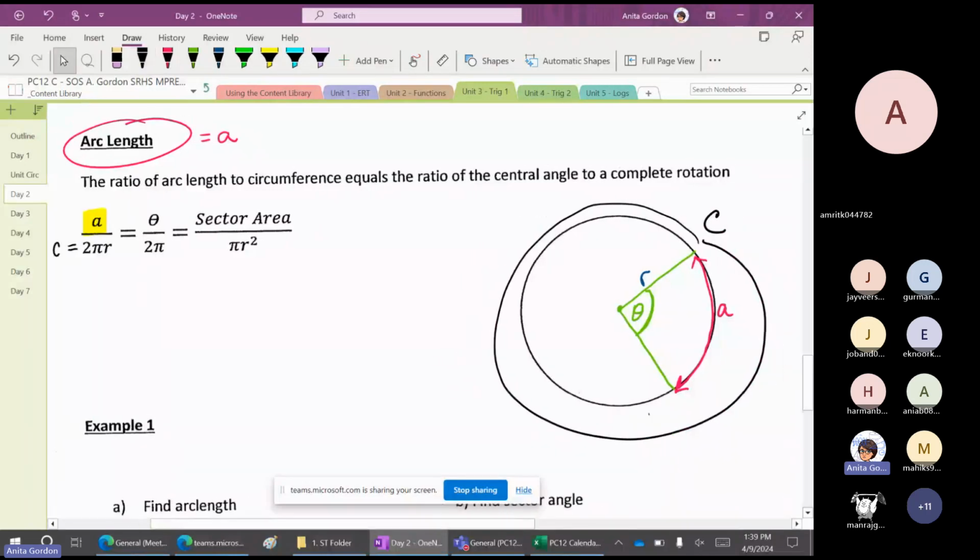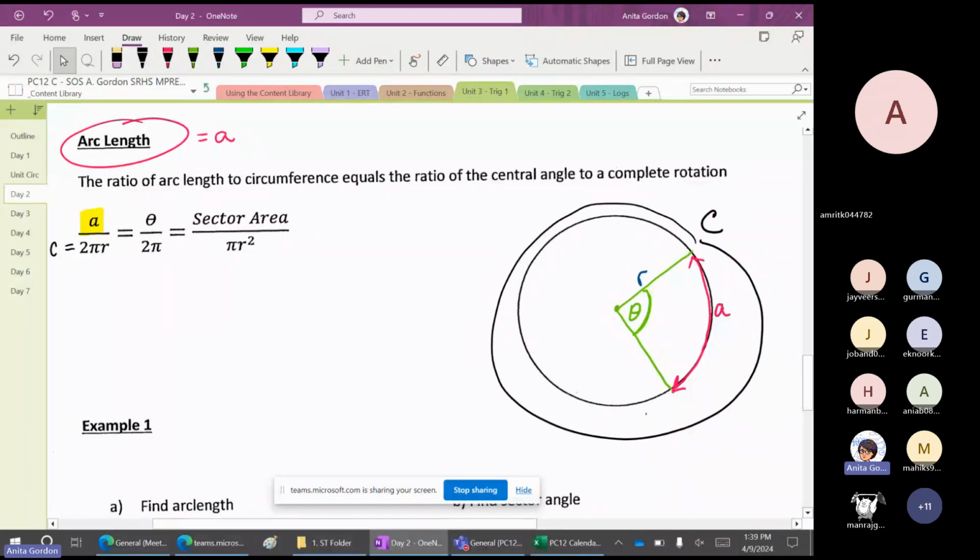So the piece A compared to the whole thing C is going to be the same as the piece of the angle theta compared to the entire angle of the inside, right? The entire circle is 2 pi radians. So the piece compared to the whole is the same. And it also applies to area, right?